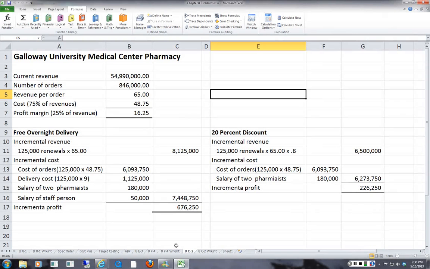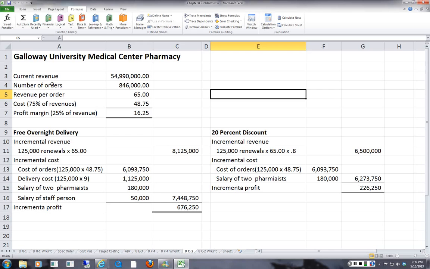Wanted to go through one of the problems we went over today, Galloway University Medical Center Pharmacy. And you remember it's on page 327, and it's a pretty good problem here in chapter 8.